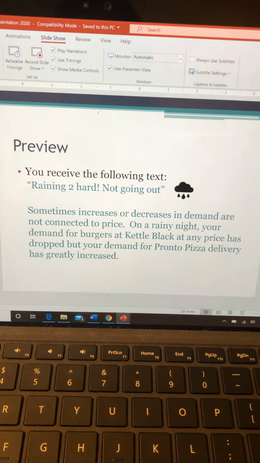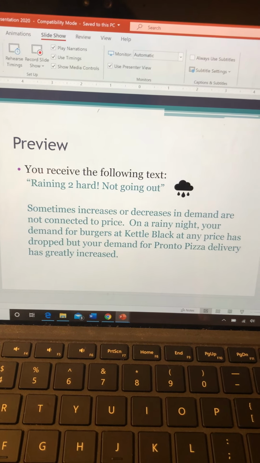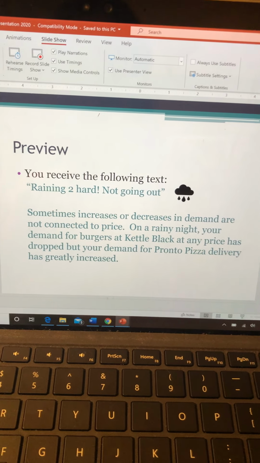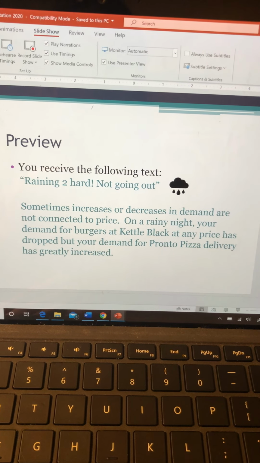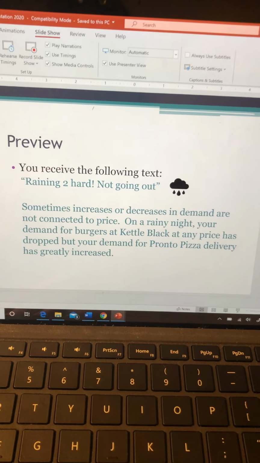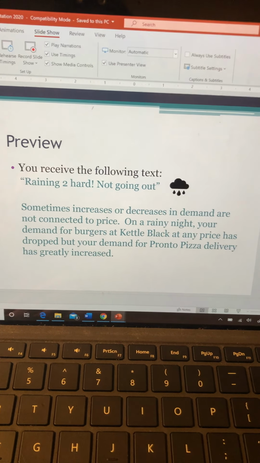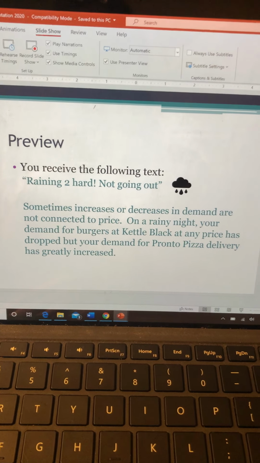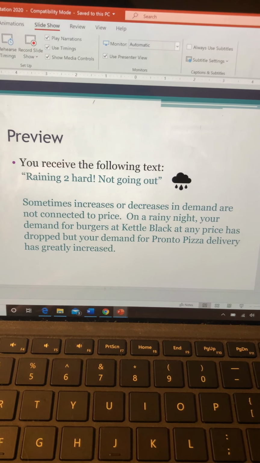So you're home on a rainy day and you get the following text: "raining too hard, not going out." So what does this have to do with economics, Mrs. O'Brien? Sometimes increases or decreases in demand are not connected to price. In the first lesson that we went through together, we connected that when prices increase, demand decreases, and vice versa. But sometimes it has to do with something else.